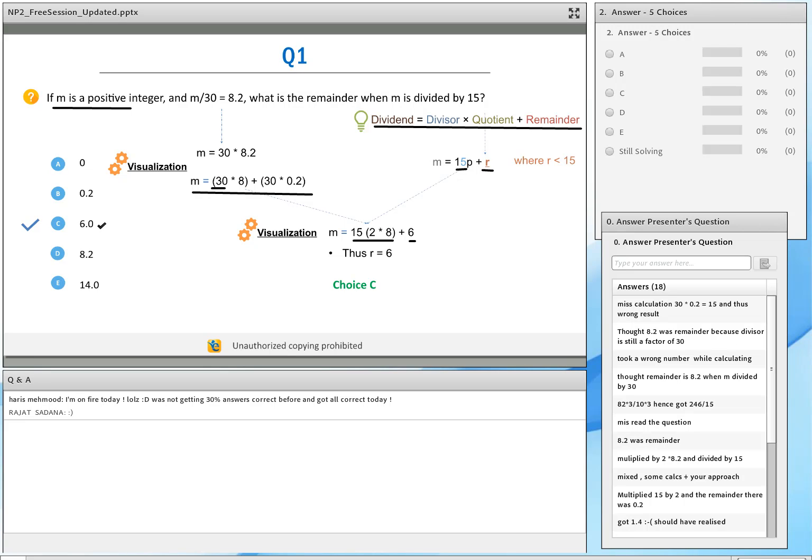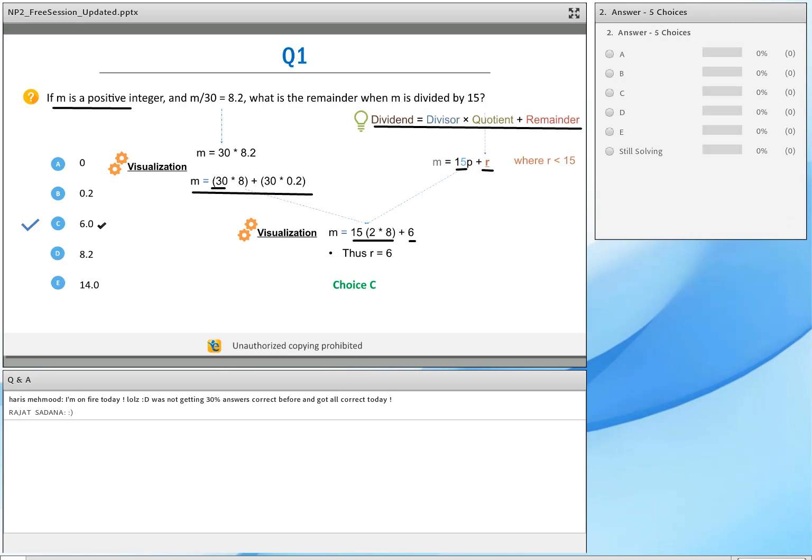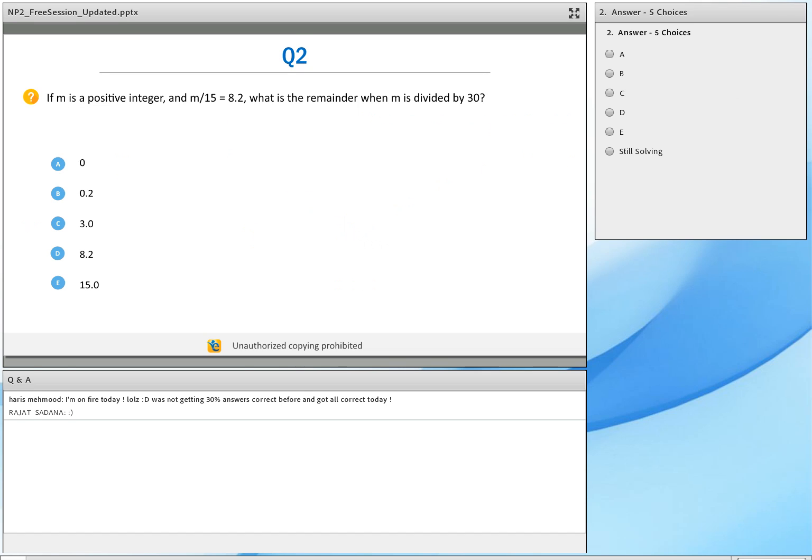Now, we're going to get a chance to correct yourself. We're going to get a chance to improve. The next question builds upon this. So select still solving. All right, let's get a few more people to select still solving. All right, let's move forward. Here is the next question.